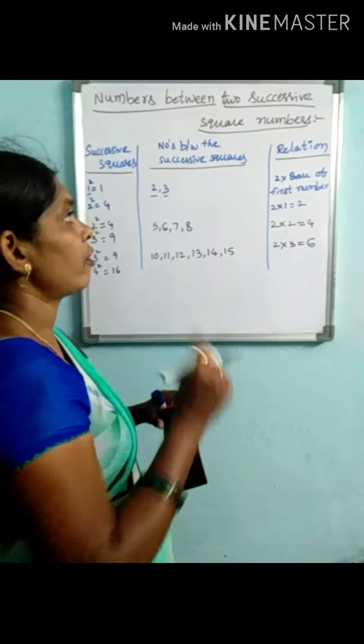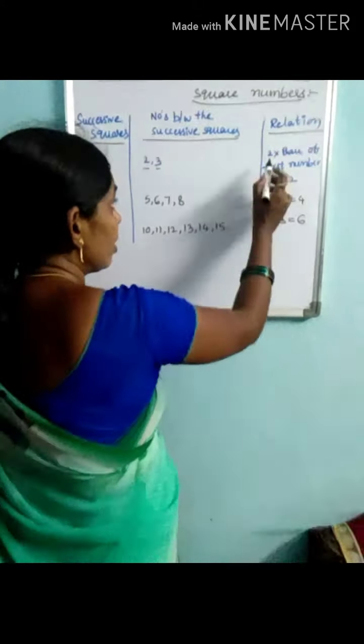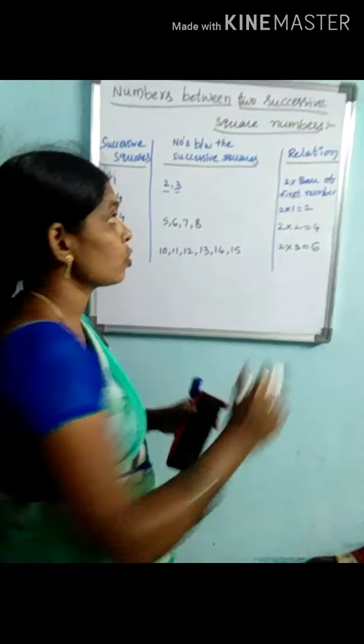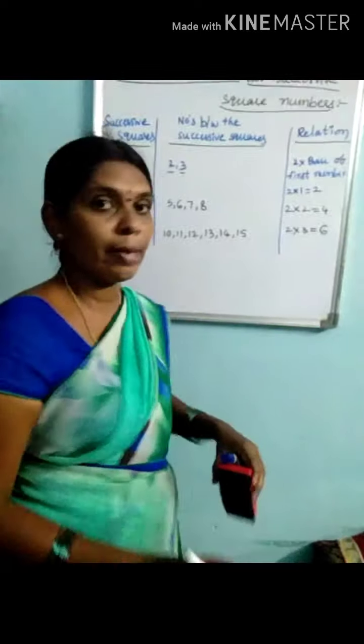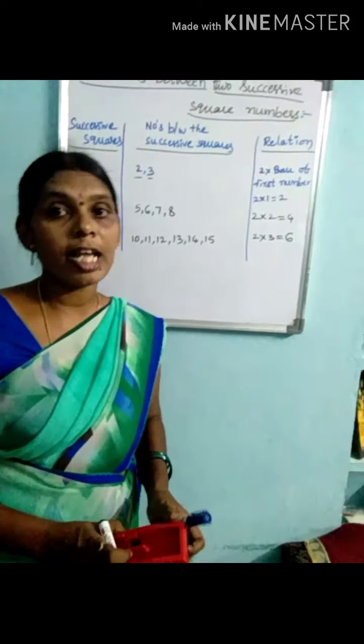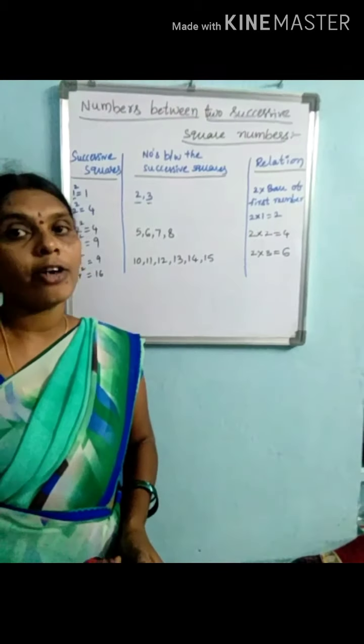Okay. So we have to remember that to find the numbers between two successive squares, we use 2 into the base of the first number. So by using this, you have the first exercise, 5th bit problems. You have to do it.